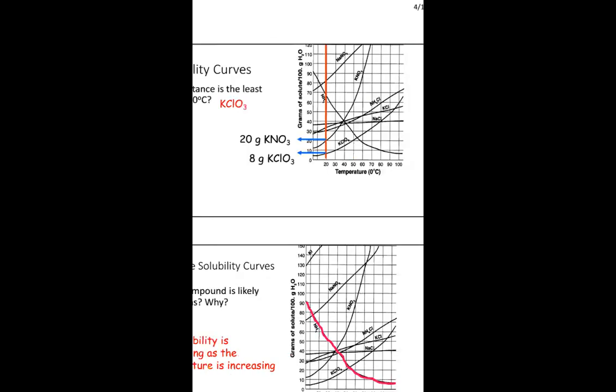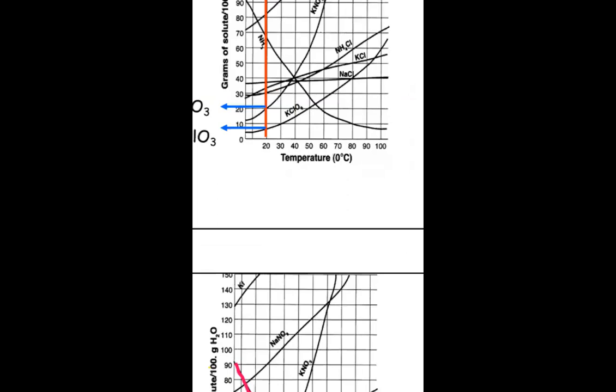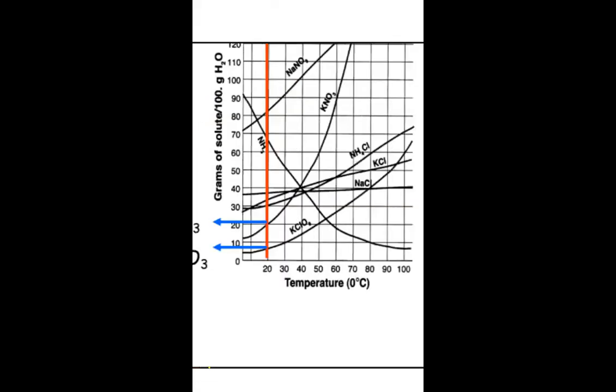So when you move to the graph and you check appropriately, what will you see? Look at all the graphs the way they are. At 20 degrees Celsius, which one has the least mass? We have KClO3, because KClO3 is going to give a mass of about 7 grams. So 7 grams of KClO3 is going to dissolve in 100 grams of water at 20 degrees Celsius. Do you get that?